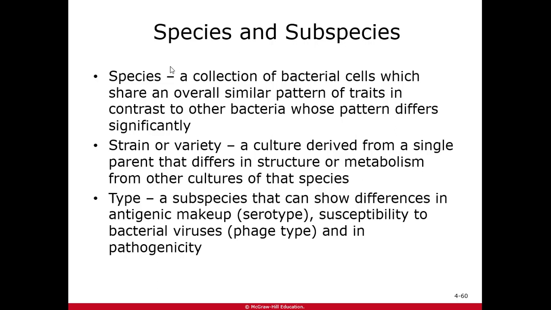A strain is when we take one single cell and then we can grow it up, which means everything from it came from that single parent cell. So of course, they're going to be very similar. And then a type is a subspecies. So you can have a species of bacteria, but it can still be genetically different from each other.